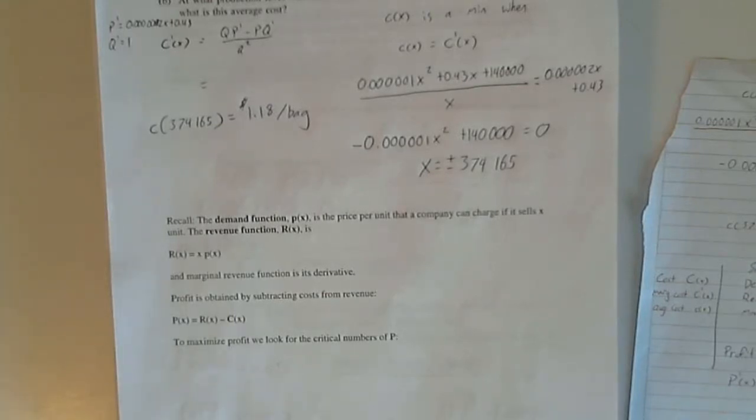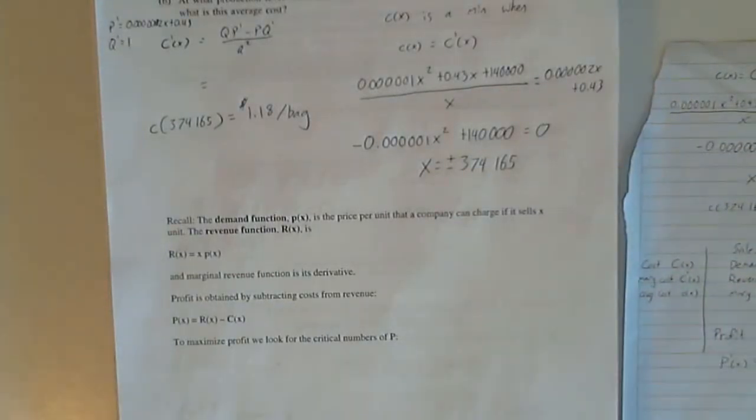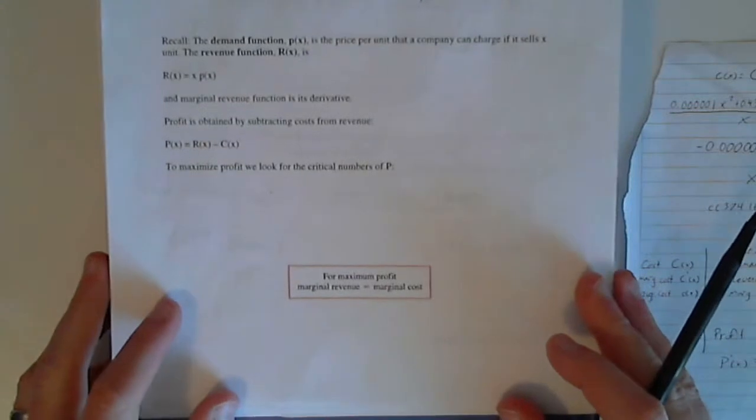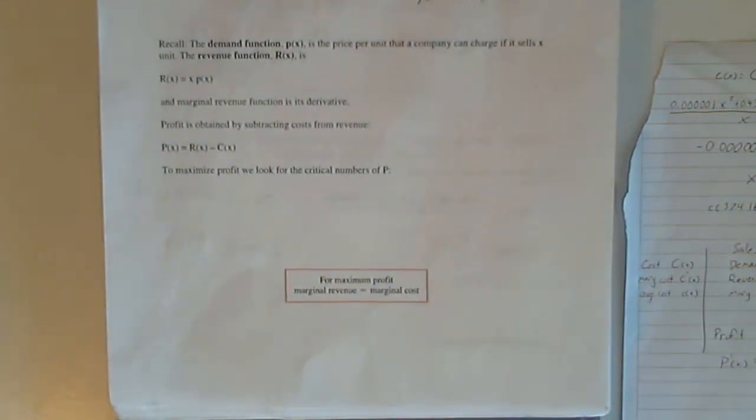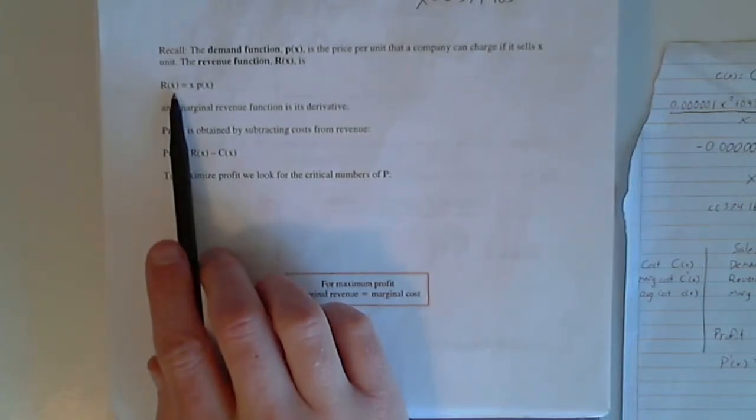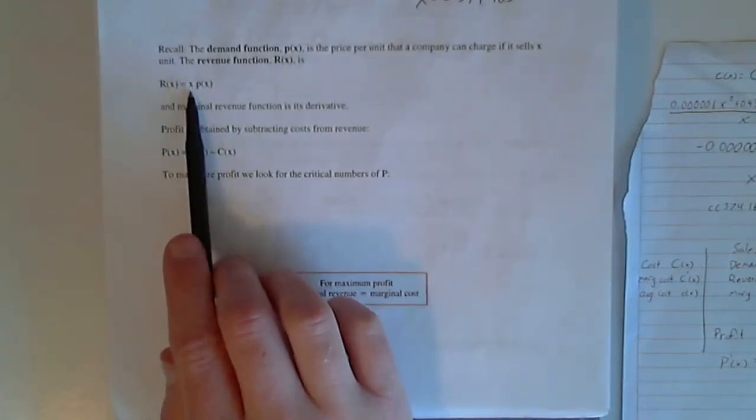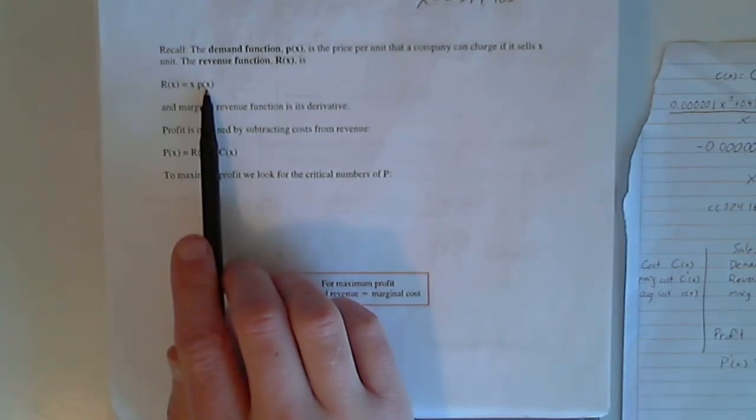And now we're going to get a whole bunch more definitions, so things are going to start getting a little bit confusing. So recall, the demand function, little p of x, is the price per unit that a company can charge if it sells x number of units. The revenue function, capital R of x, is the money made in total. Revenue is equal to the number of units sold times how much you were selling them for. So basically p of x is how much you're selling them for. Think of it that way. And marginal revenue, just like in the other one, is its derivative, R prime of x.